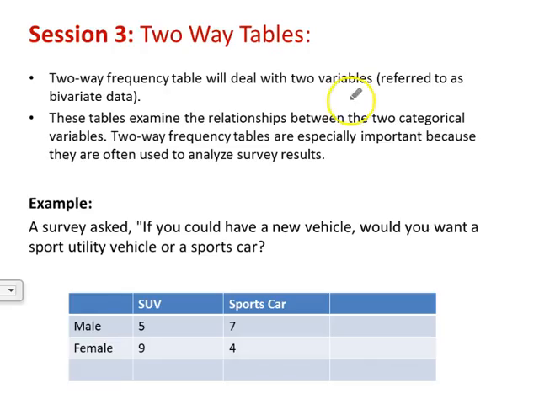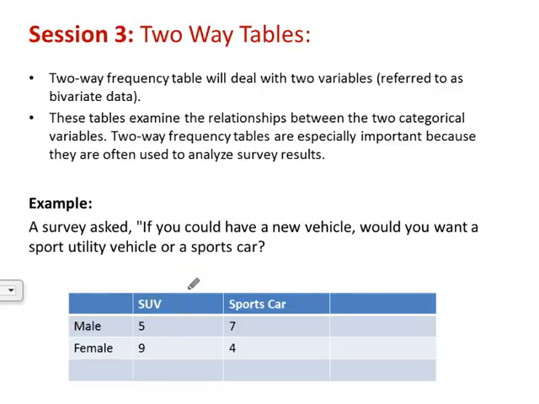Let's move on to session 3 and two-way tables. In session 3, you're going to be focusing on two-way tables. A two-way frequency table is going to deal with 2 variables. Remember, 2 variables is another way of saying bivariate data. In two-way tables, we're going to examine the relationship between two or more categories. Here's an example of a two-way table.